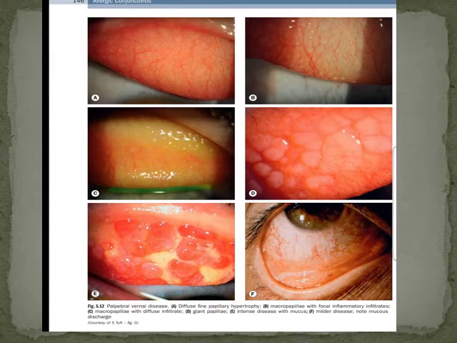In severe cases, there may be hypertrophy of the papillae to produce cauliflower-like giant papillae. So in image D, we can see giant papillae. This is how it appears.